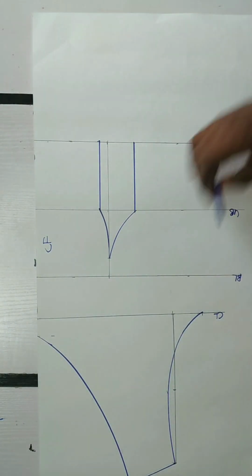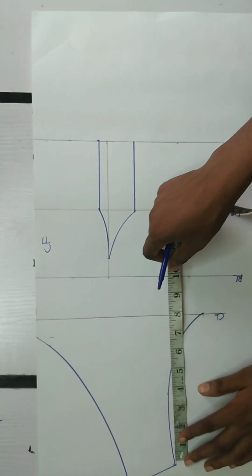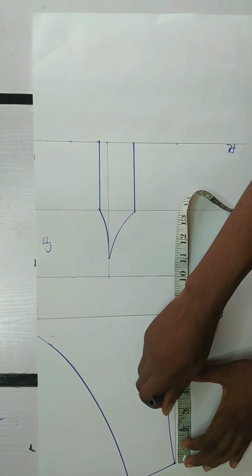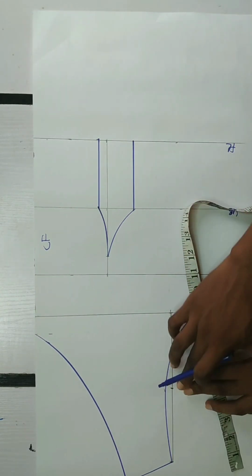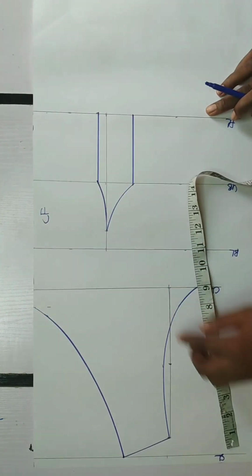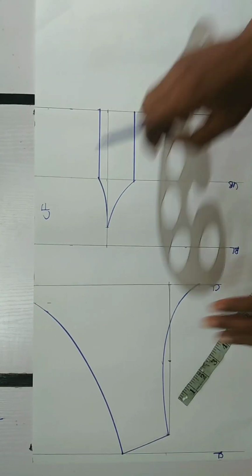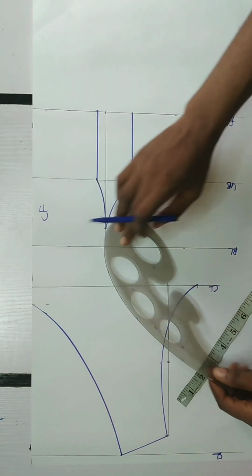Okay, so when I've gotten this, the next thing we are going to do now is to get the center of this point. Okay, so this is the center, right? I'm going to connect from the center of our armhole down to this bust point. I'm going to do that with my curve.